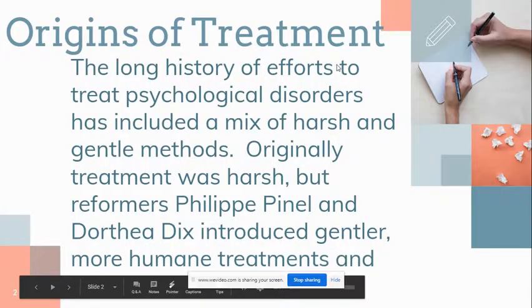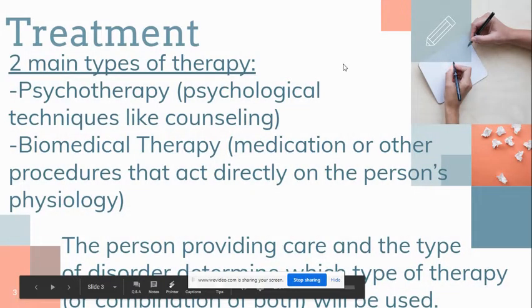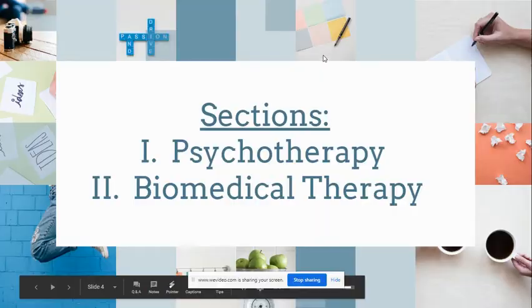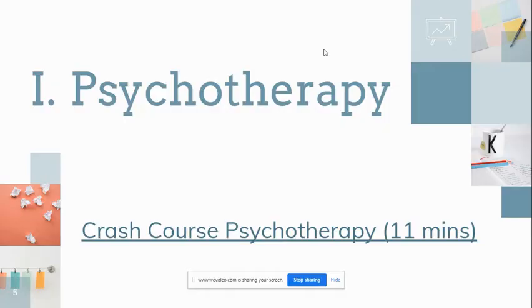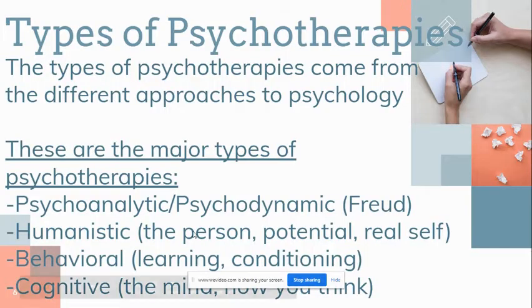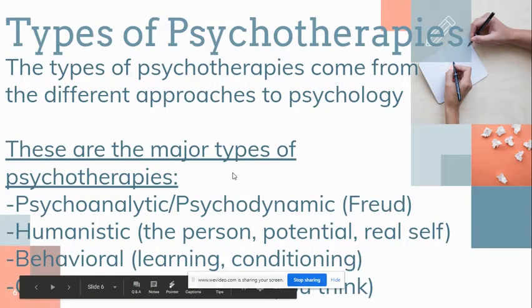All right, so talking about the types of treatment, there's two parts to this slide presentation: psychotherapy and biomedical. Psychotherapy is like counseling therapy, and biomedical things like drugs and medical treatment. So starting off with psychotherapy, you got yourself a crash course. Make sure you watch that. And then we break down the psychotherapies into four main types.